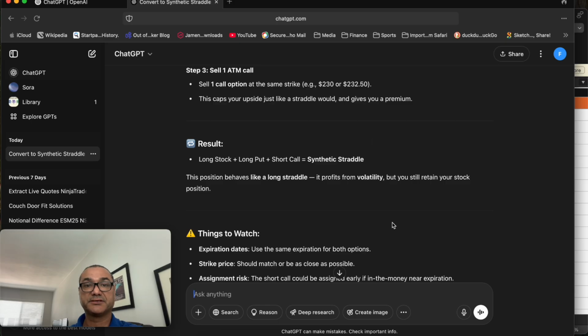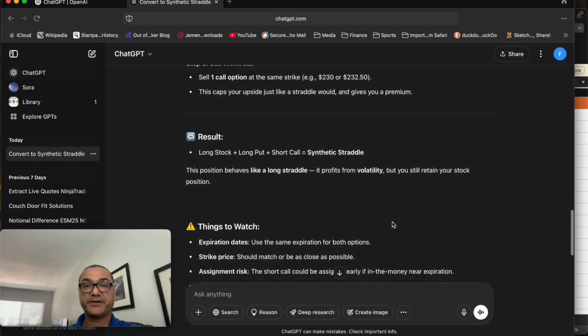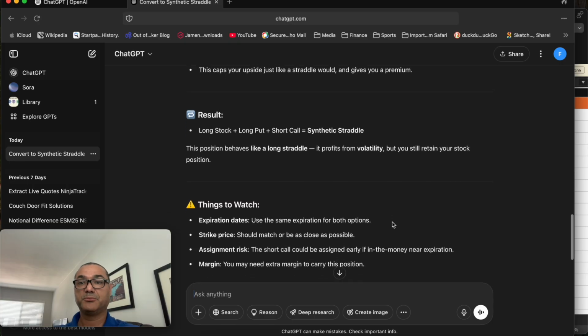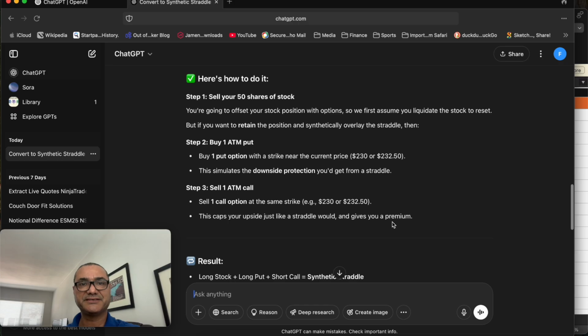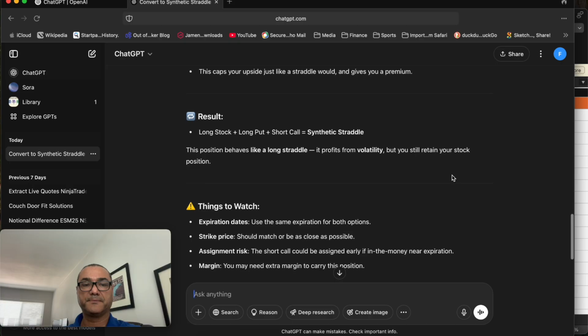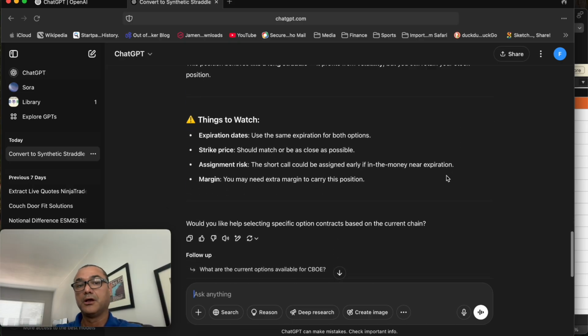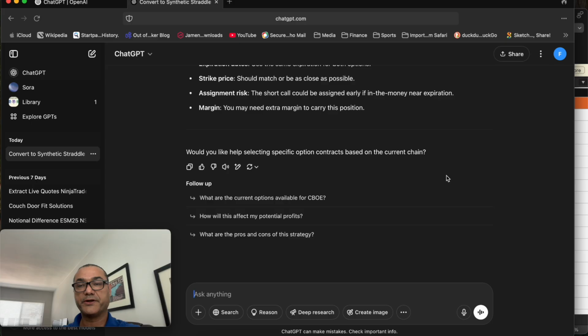This is incorrect. This position behaves like a long straddle. It profits from volatility, but you'll still retain your stock position. And really, unless I'm missing something, what could I possibly be missing? No, because you're long 50 shares, we sell 50 shares, you're flat, and then you're long a put and short a call, you're synthetically short stock. So for now, ChatGPT has this wrong.